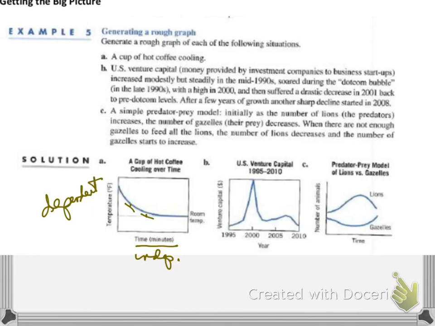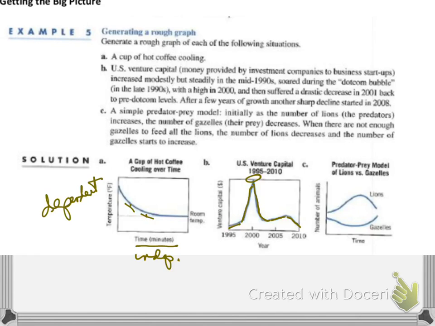Okay, example B. U.S. venture capital increased modestly but steadily in the mid-1990s. Okay, so you can see it's increasing steadily. It soared during the dot-com bubble in the late 1990s. Here it is. Okay, so it increased steadily here. Ooh, now it's soaring. It reached a high. It had a very sharp decline. And then it started to recover, but then not so much. So you can see how the graph tells a story.